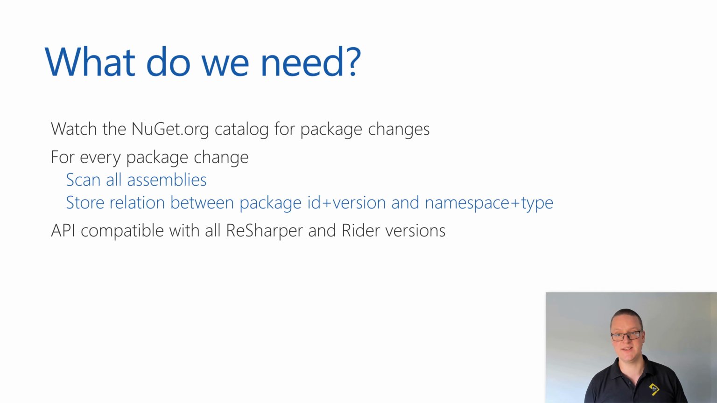What do we need? We need something that watches this NuGet.org catalog for package changes. We need something that for every package change downloads the package, scans the assemblies that are in there, and stores somewhere the relationship between package ID and version, and namespace and public type from the assemblies that are in there. And then of course we would need an API that is compatible with ReSharper and Rider, even version 9, because we don't want to break existing clients, so we essentially would have to make it possible for people to consume this one very easily using the same API.